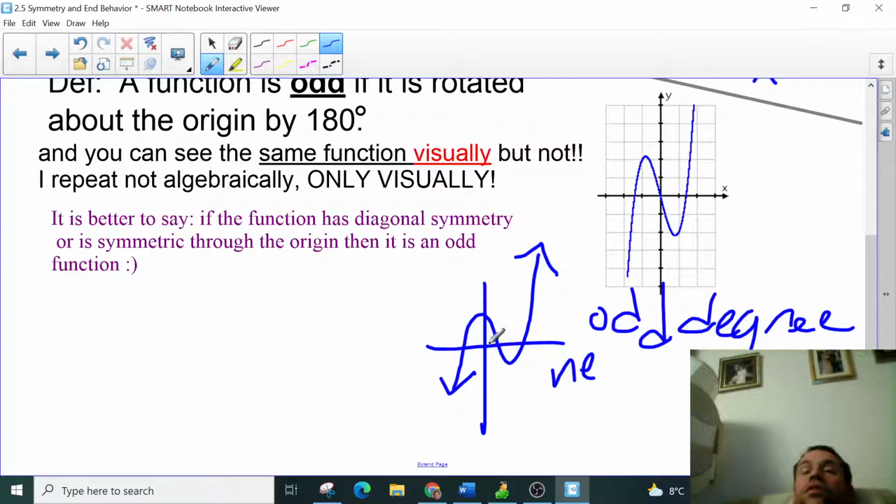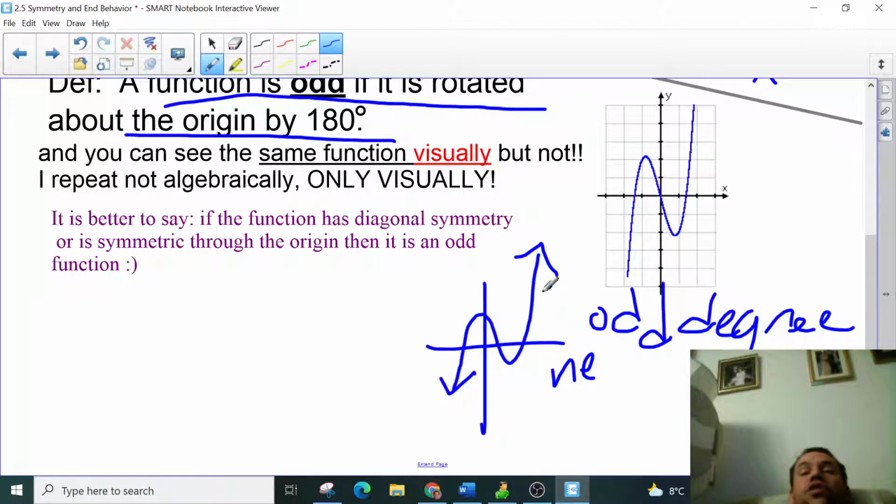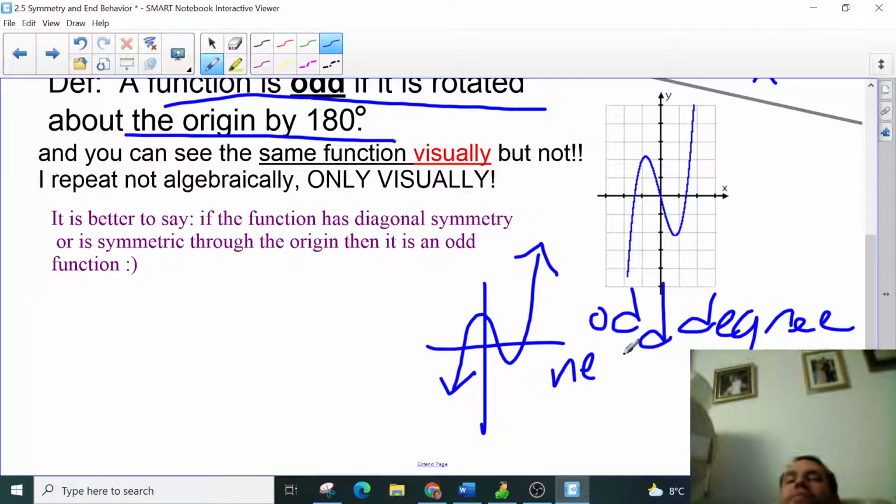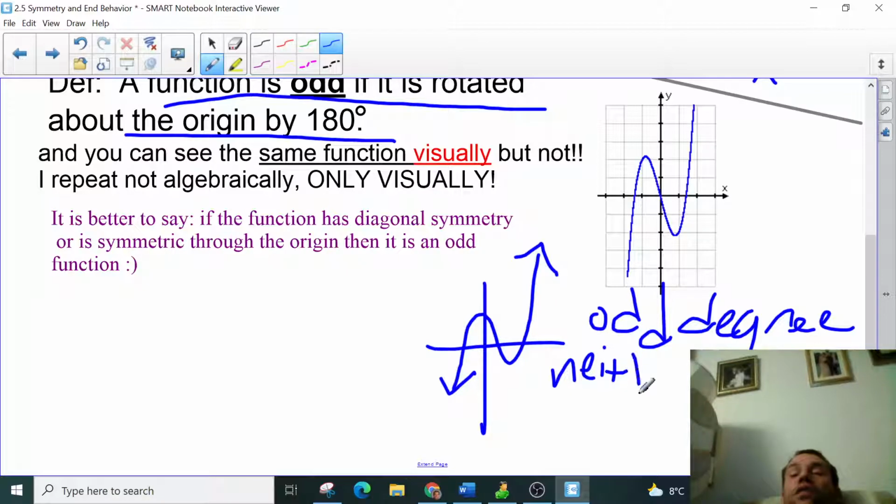But what does it say? A function is odd if it's rotated about the origin by 180 degrees. So if we were to rotate this, it would not look like the original. It would not rotate around the origin. So this one is an odd degree function, and it's also called a neither function because it's neither odd nor even. I mean, it is odd degree, but it's a neither function. But really, you're not going to have to worry about that for now.